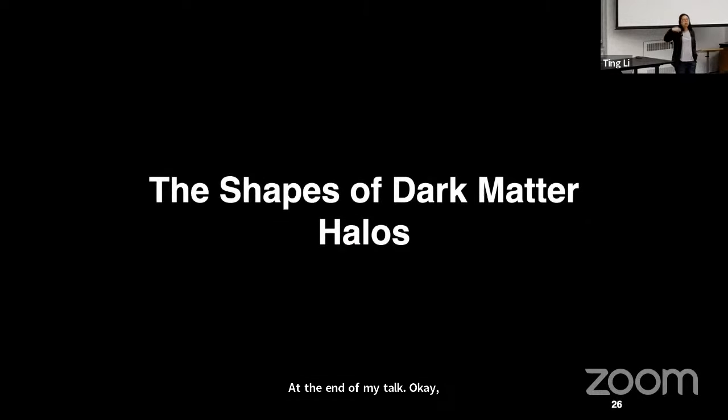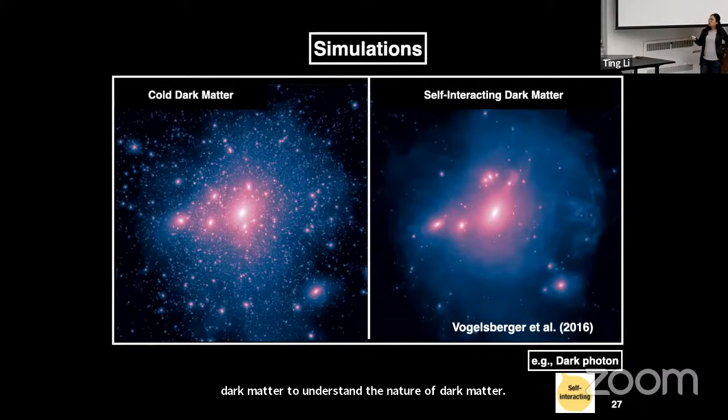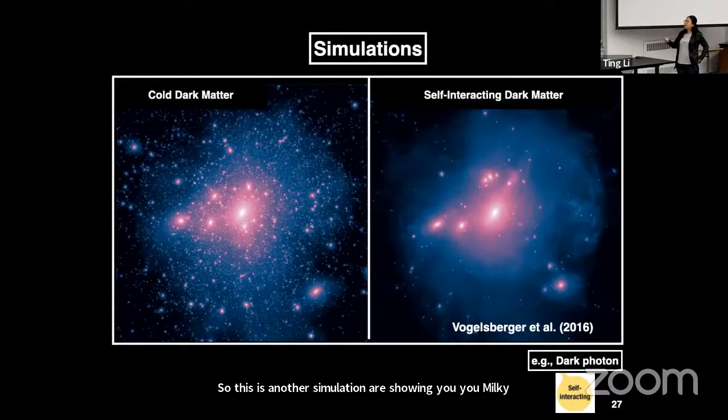We use the number of dark matter subhalos to understand the nature of dark matter. Next I want to talk about how we use the shape of the dark matter to understand its nature. So this is another simulation showing a Milky Way-like galaxy and its surrounding subhalos in a CDM model and in a self-interacting dark matter model. Here we are trying to test particles, a possible particle like a dark photon or any self-interacting dark matter candidates. You can see something very similar to the previous warm dark matter case, that a lot of structure gets washed out. There are fewer dark matter subhalos here.